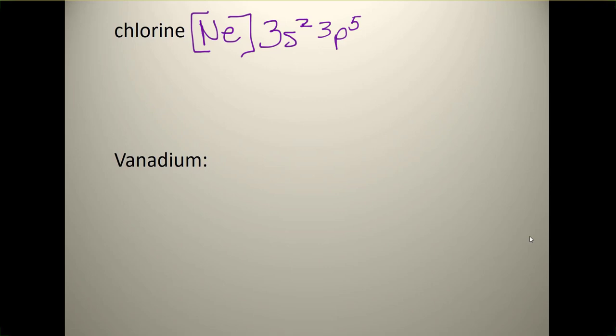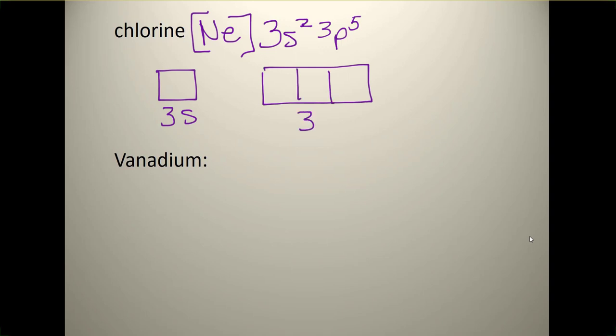Some people like to use boxes, so let's go ahead and use boxes for this example. So 3s, and then here's my p's. Remember there are 3 p orbitals because there are up to 6 possible electrons in your p sublevel. So let's go ahead and draw the arrows. I have both of my s electrons, so there's that one, and then I need to put 5 in. Again, Hund's rule says put 1 electron in each orbital before you make them share. So go back like that.